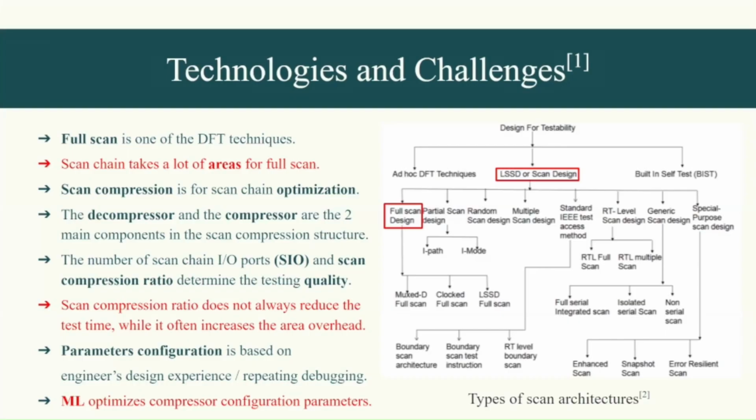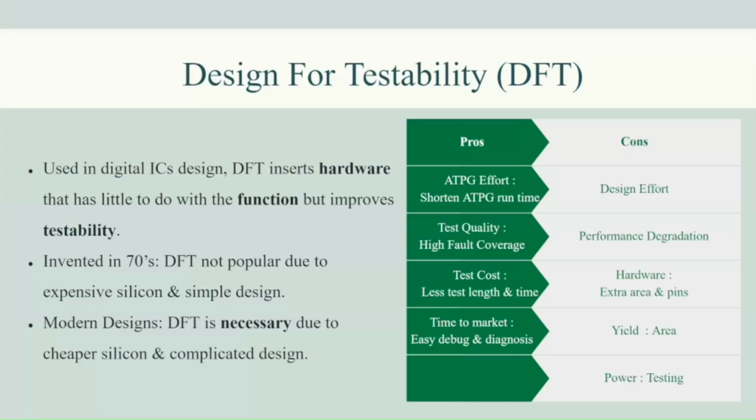A high compression ratio doesn't necessarily mean it will reduce time. Sometimes it doesn't work so simply. It's not linear, so we need to choose the best parameter solution. Design for testability is a solution where we insert some circuitry in the design without interfering with the functional design, but improving the test quality. This solution was invented in 1970, but at that time silicon devices were too expensive and designs were very simple, so this technology was not popular. But nowadays more and more companies and testing departments use DFT. On the right side are the disadvantages and advantages of DFT.